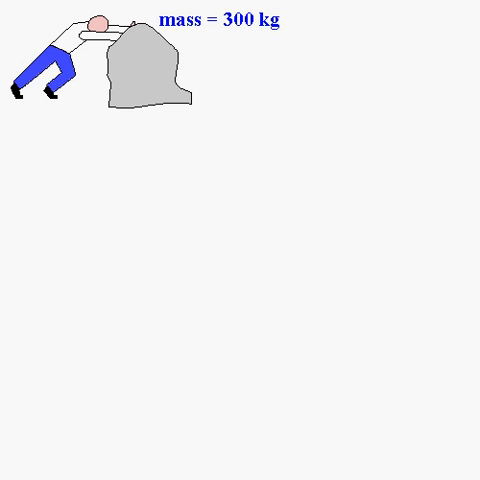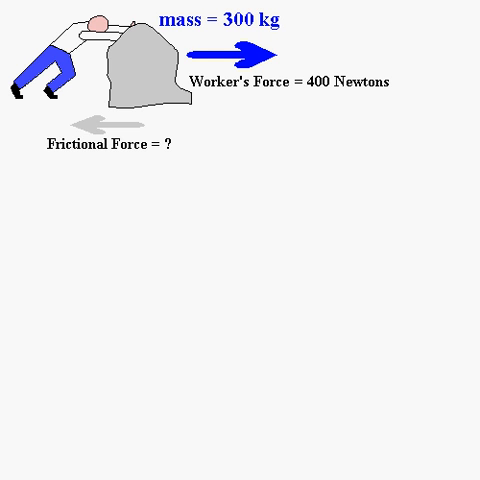In this example, a construction worker is pushing a rock whose mass is 300 kilograms. We know that the worker is exerting a force of 400 newtons. It's directed to the north because he wants the rock to accelerate to the north. We also know there's a frictional force.